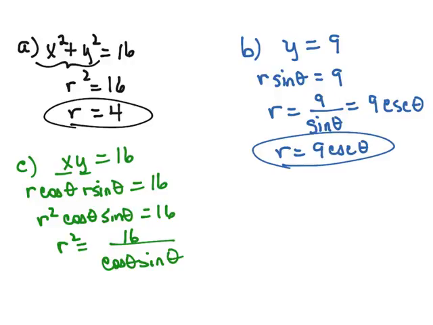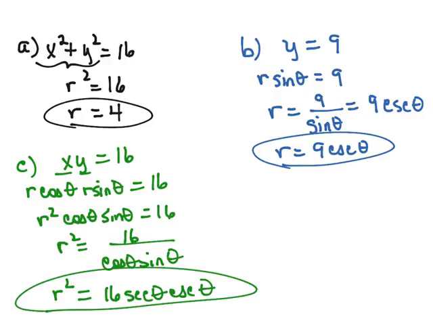And a lot of times, so that you won't have a fraction, 1 over cosine is the same thing as secant, 1 over sine is the same thing as cosecant. So we could rewrite this to say r squared equals 16 secant of theta cosecant of theta. And there is our equation in polar form.